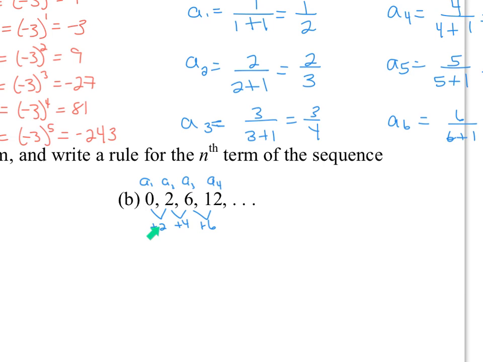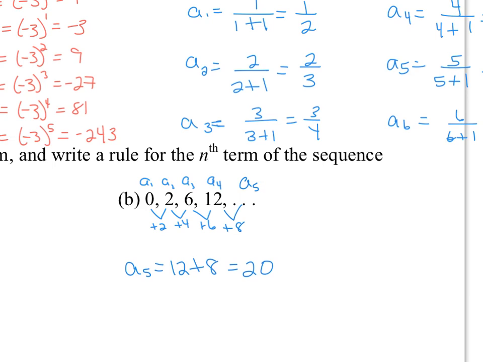So for the next one, I'm going to have to add 8 to get to a sub 5. So that means that a sub 5 would equal 12 plus 8, which is 20. Now the pattern for this one is a little bit harder to notice because it really has nothing to do with that general term that we just found, the adding 2, the adding 4, 6, and 8.